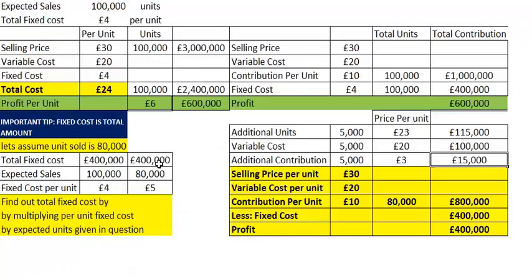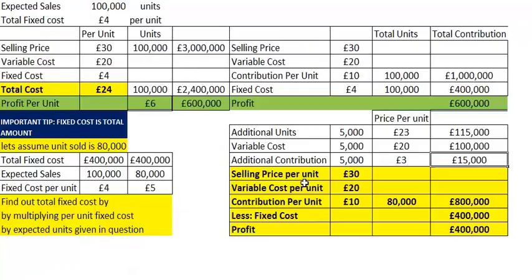When you divide 400,000 units by 80,000 units, you get a fixed cost of 5 pound per unit. That is why we look at the contribution per unit and total contribution. Let's see this example here.